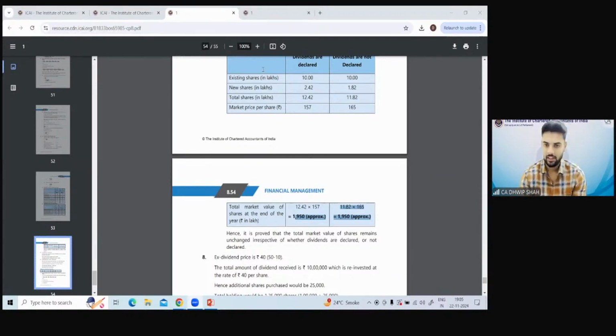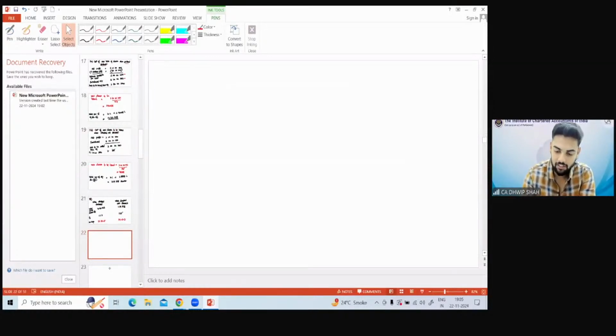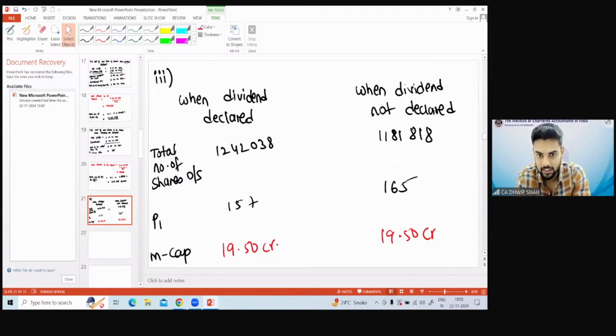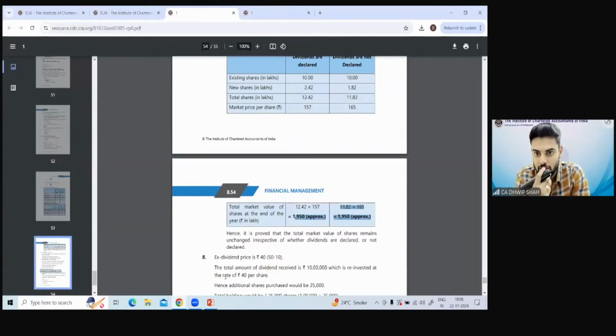Now see, this is one way of proving that market cap remains the same. This is the market cap before investment is made. The module has also given another way of calculating market cap. See, this is also an accepted way. This is also correct because you can see in the module the solution matches with our solution. So this is one way that is accepted by the institute.